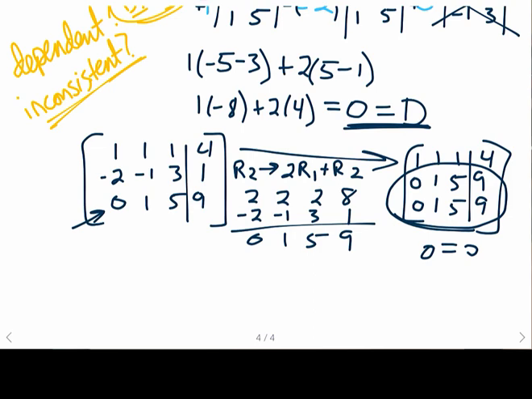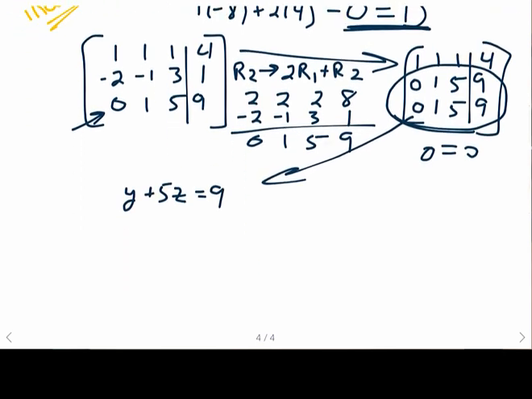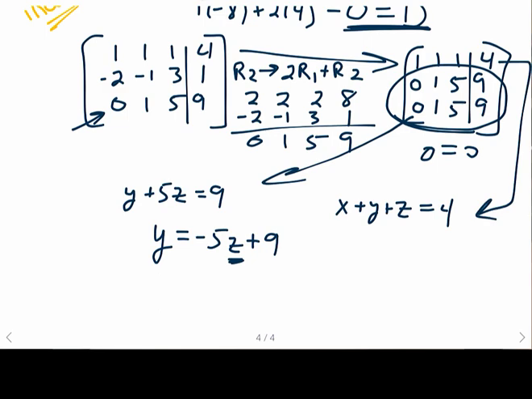What that means is now I bail out of the matrix, and I have the equation y plus 5z is equal to 9, which means that y is equal to negative 5z plus 9. In other words, I now have y in terms of z. So I want x in terms of z. I go to the first equation, x plus y plus z equals 4. No, I don't have it memorized. I used the first row of the augmented matrix.